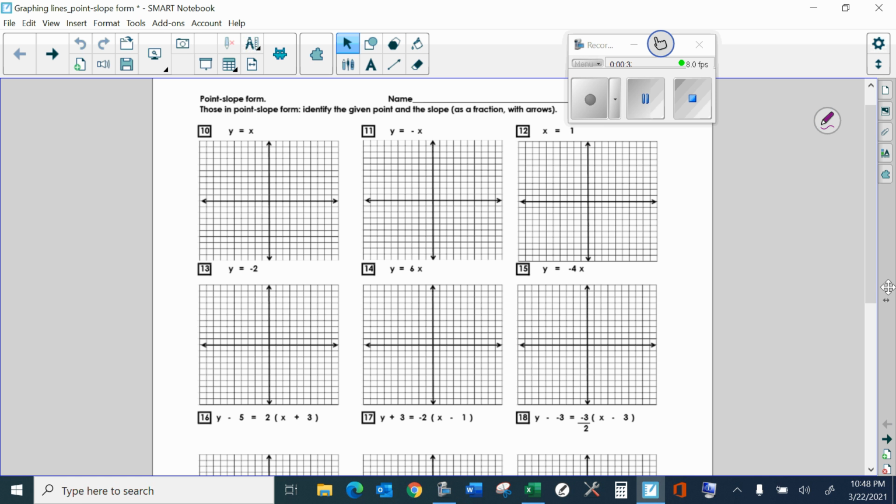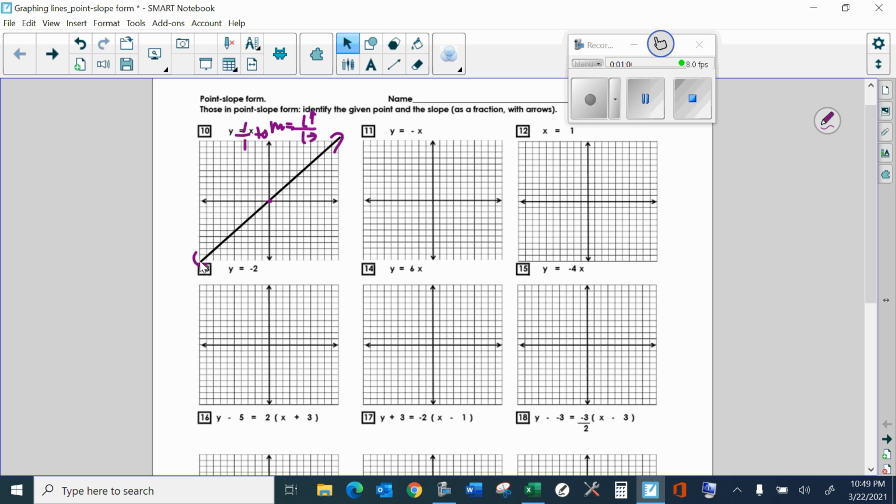All right, y equals x, you should know. Most famous line in math, 45 degrees right through the origin. Slope of 1. There's my slope of 1. Up 1, right 1. Y-intercept is 0. Goes right through the origin.